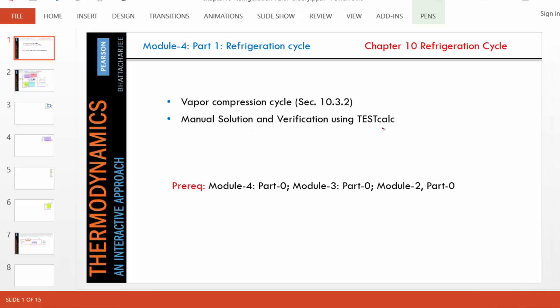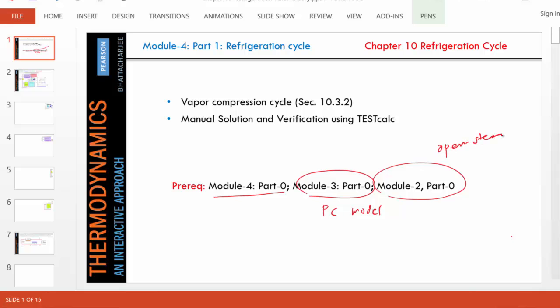The prerequisite for this module is Part 0 of the same module, where we discuss the basic refrigeration cycle in terms of a closed steady system. In module 3, we covered the PC model, so make sure that you are familiar with that. And in module 2, part 0, we discussed open steady devices. So we'll draw upon all the knowledge from these different sections in this particular module.